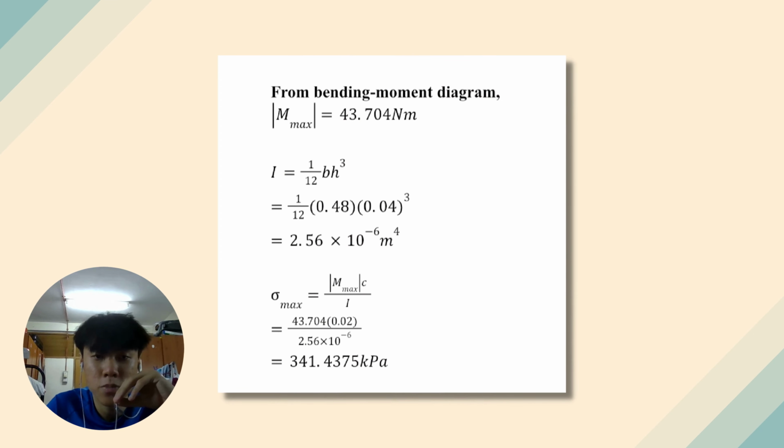From the bending moment diagram, we get the maximum moment is 43.704 Newton meter. Then, we apply the formula I equals 1 over 12 BH cubed to find the area moment of inertia, which is equal to 2.56 times 10 to the power of negative 6 meter^4. Then we calculate the maximum normal stress by using the formula sigma maximum equals Mc over I, which is equal to 341.4375 kilopascal. The next part is torsion.